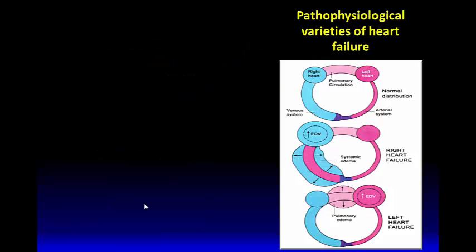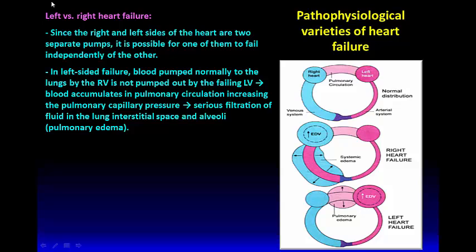Pathophysiologically, cardiac failure might be classified as left or right-sided failure. So here we have the normal distribution, and this is the picture when we have right-sided failure. This is the picture of the circulation when we have left-sided failure. Since the left and right ventricles of the heart are two separate pumps, it is possible for one ventricle to fail independently of the other ventricle.